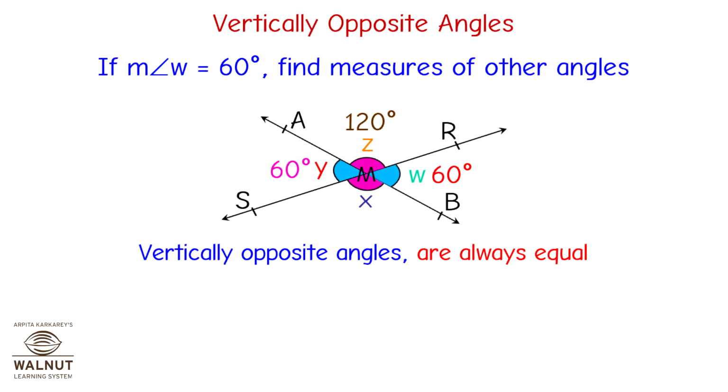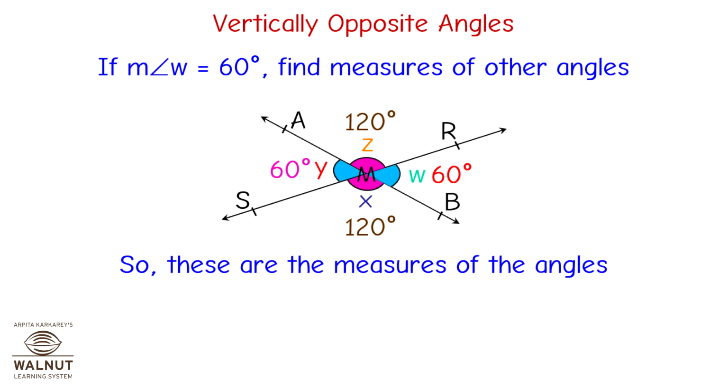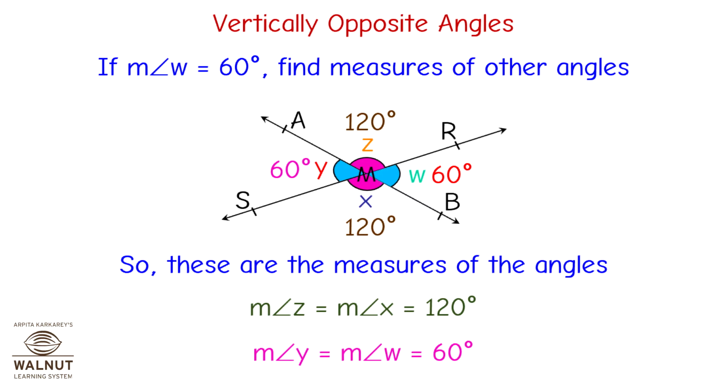Vertically opposite angles are always equal. Measure of angle Z is equal to measure of angle X. Measure of angle X is equal to 120 degrees. So, these are the measures of the angles. Measure of angle Z is equal to measure of angle X is equal to 120 degrees. Measure of angle Y is equal to measure of angle W is equal to 60 degrees.